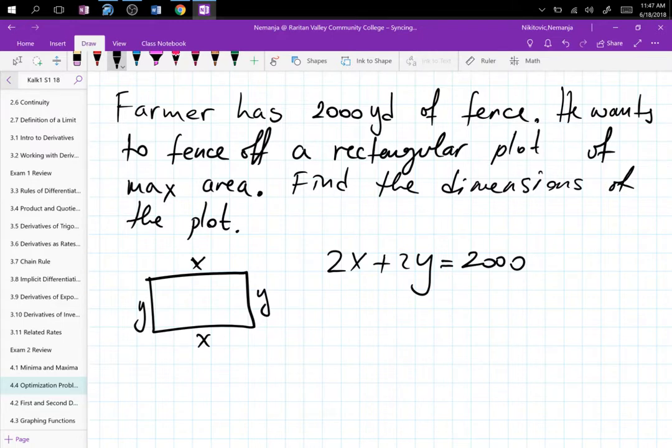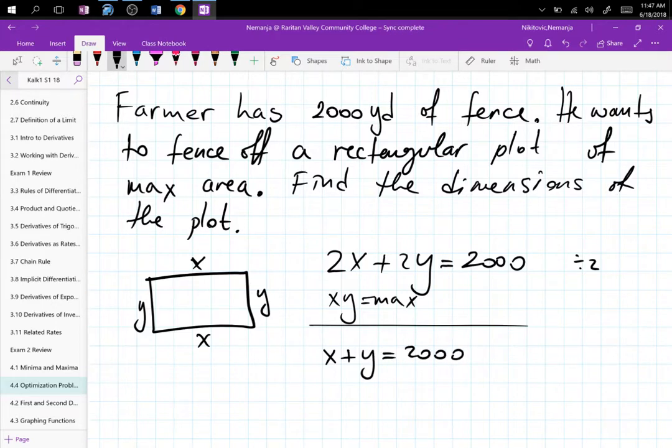And now I need maximum area. What's the area of the rectangle? X times y. We want that to be max. So now we can simplify the top equation, divided by 2 everywhere. So we have x plus y equals 1,000. And then we have xy equals a max. The top equation is the constraint and the bottom equation is the objective.